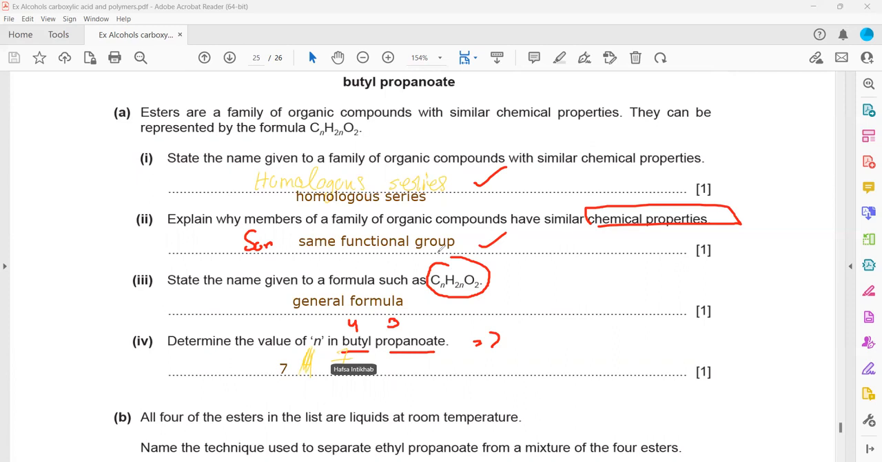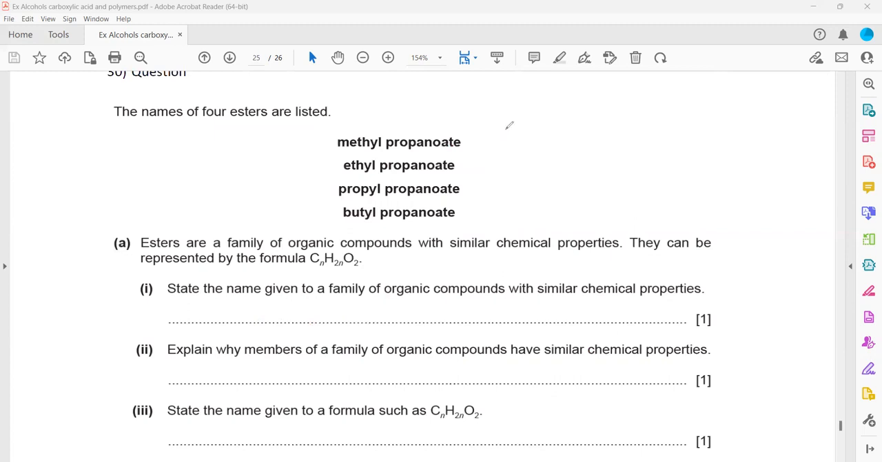In an ester, how do we identify the value for n? It's the total number. I will give an example. Methyl propanoate, what should be the value for n? Meth means 1, prop means 3, so it should be 4. Ethyl propanoate: eth means 2, prop means 3, so 5. Propyl propanoate is 3 and 3, so 6. And butyl propanoate: but means 4, prop means 3, so this will be 7. If it was butyl butanoate, then it will be 8.